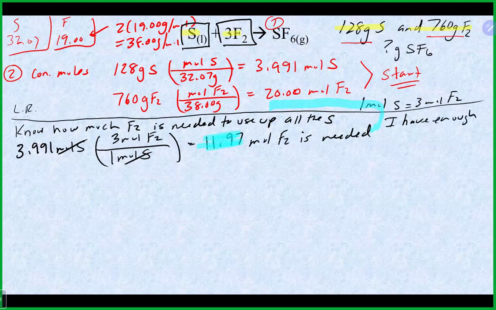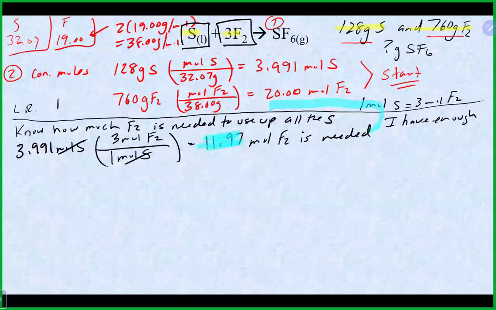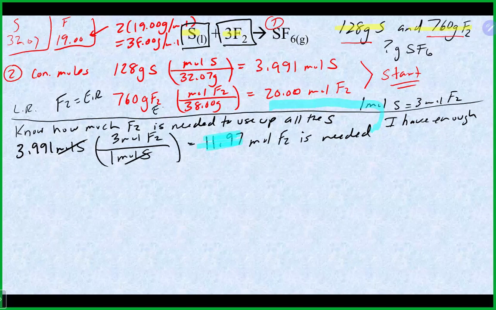Because I have enough, that tells me basically everything I need to know about this problem. It tells me I have enough F2, which means F2 is my excess reagent. And by default, the sulfur is my limiting reagent. Even though I figured out which one was my excess reagent, the opposite one is going to be my limiting reagent. First off, any questions on that?